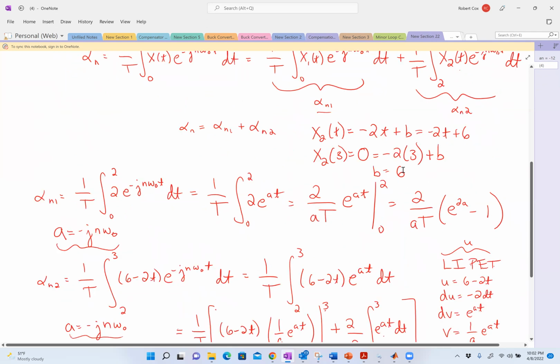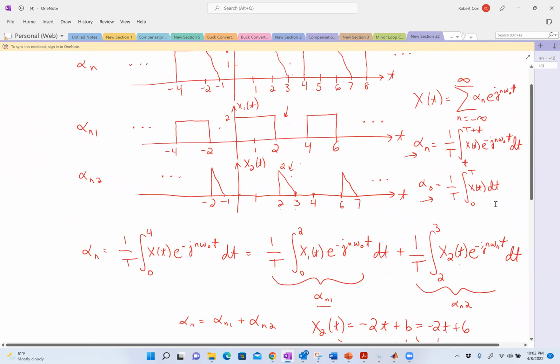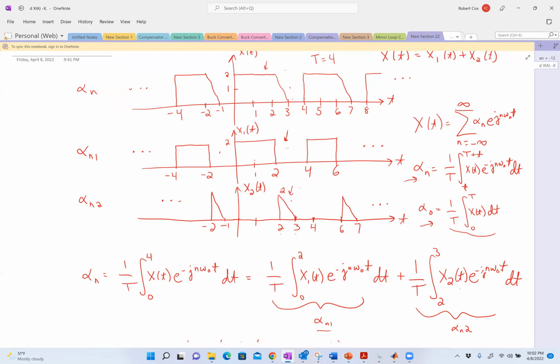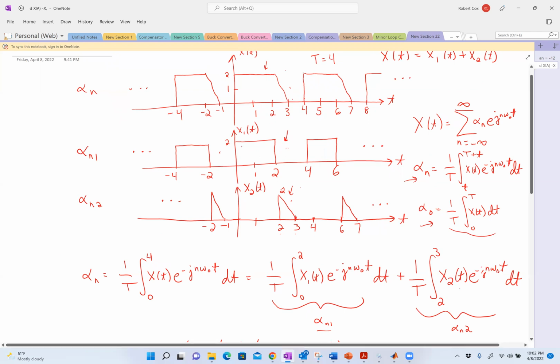The DC term in each of these waveforms is given by this guy. Calculating the DC terms is pretty easy, because the DC term is the integral over a period times 1 over t. The integral over a period is just the area under the curve, so this is pretty straightforward. If x1 has a height of 2 and a width of 2, and it's just a box, the area is 2 times 2, right?